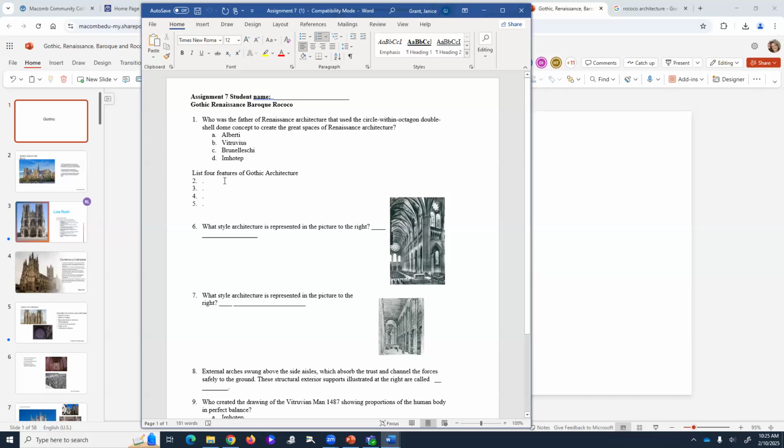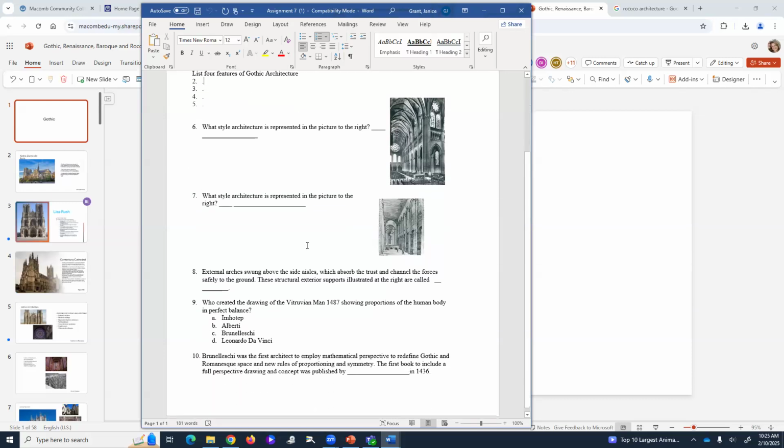So there are a lot of accepted answers for that, but I'm looking at pointed arches, flying buttresses, stained glass design, which also goes with that. Then the groin ribbed vaulting. So if you said groin vault, if you said rib vaulting, if you said lighter walls, open windows, yeah, those all work. Okay.